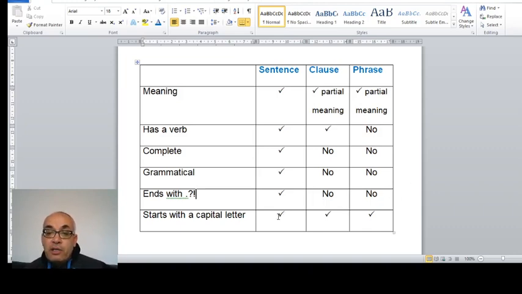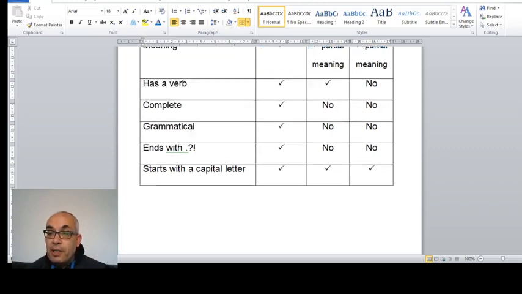Does a sentence start with a capital letter? Yes, all the time any sentence starts with a capital letter. Clause, yes, it is possible to start with a clause. So if you start with a clause, the clause must have a capital letter. And the same, it is possible to start with a phrase. And if you start with a phrase, you must start with a capital letter.